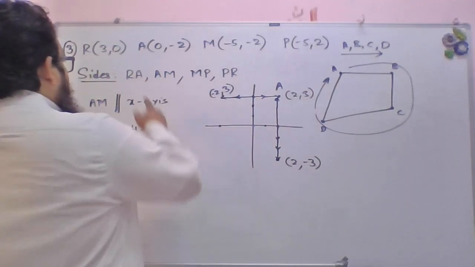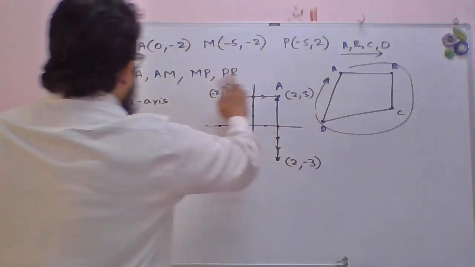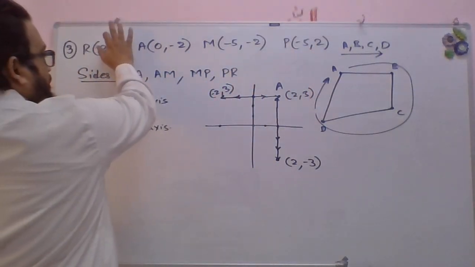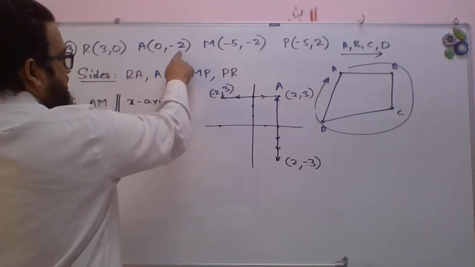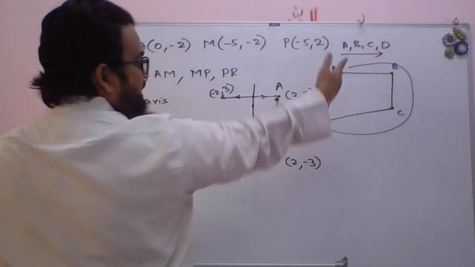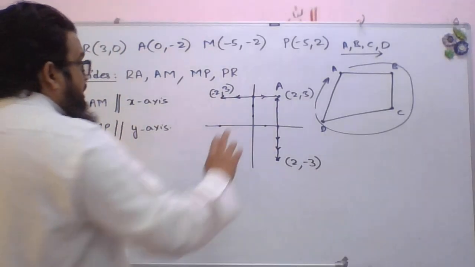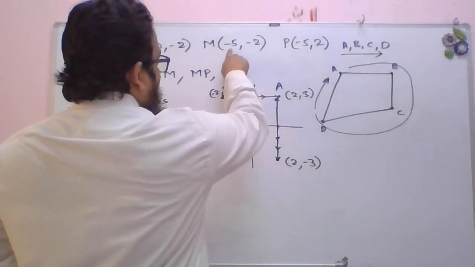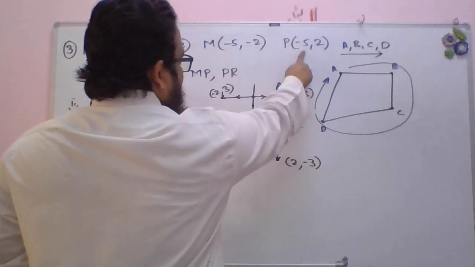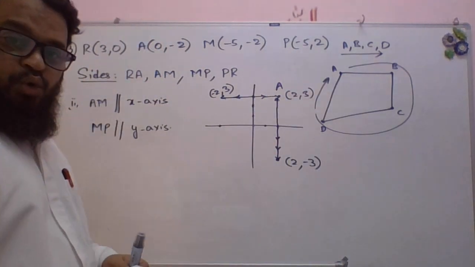So now look here in the question, 3 comma 0. Do you have 3, 3 anywhere? Nowhere. So there is no point that is a mirror image of it. 0 comma -2: 0 तो है ही नहीं. So the coordinates are not the same; only signs will change. Here -5 comma -2: -5 is the same, but -2 became +2.